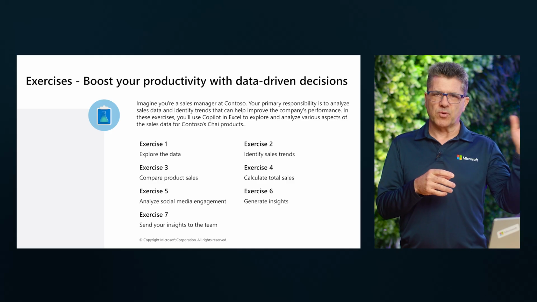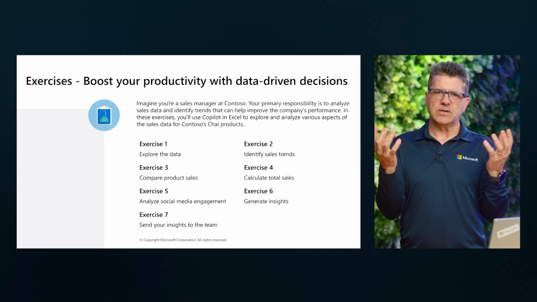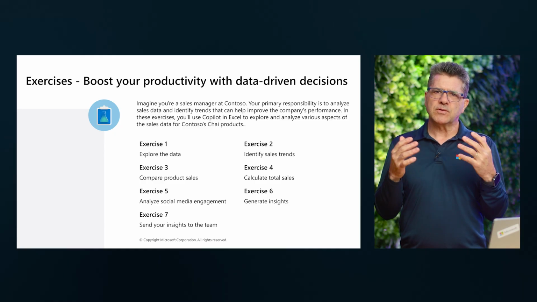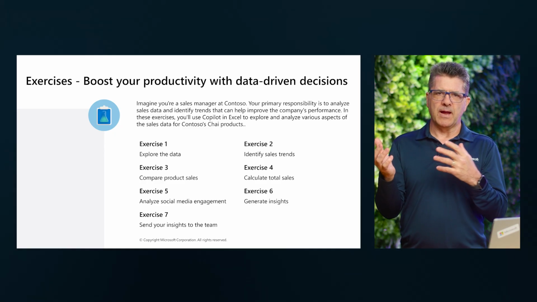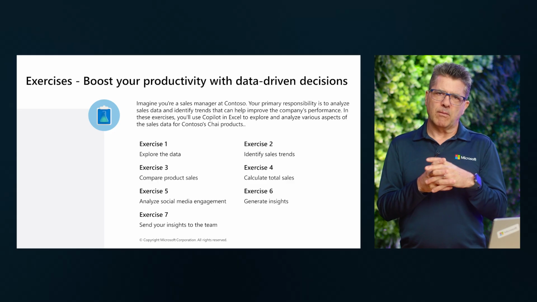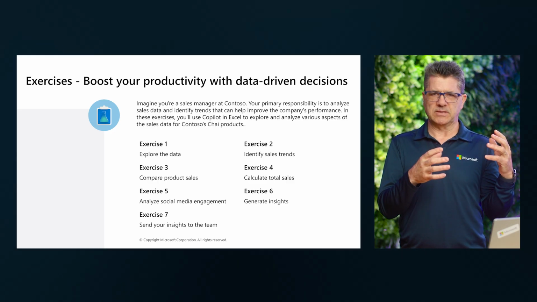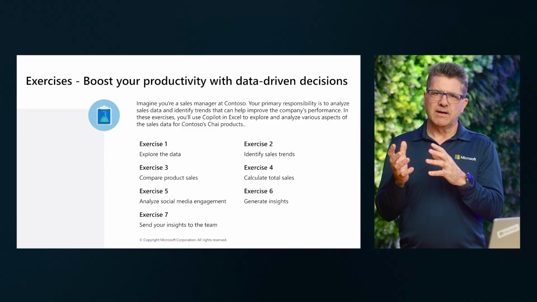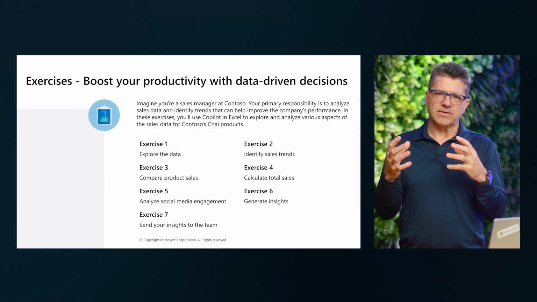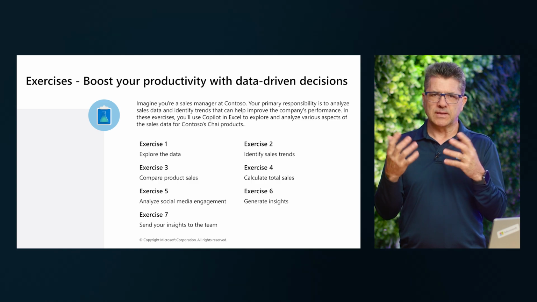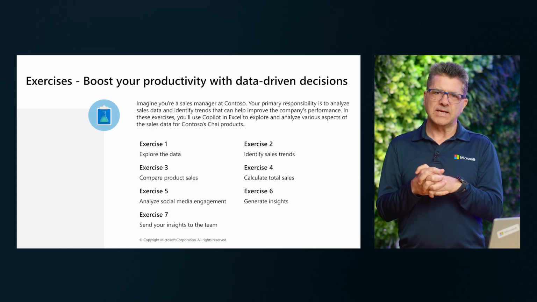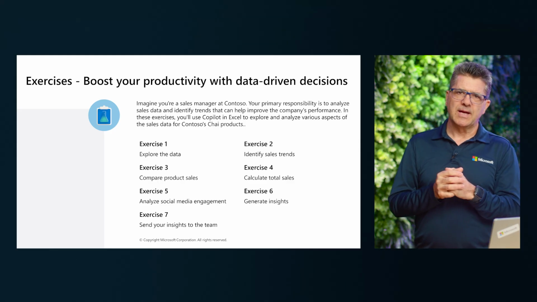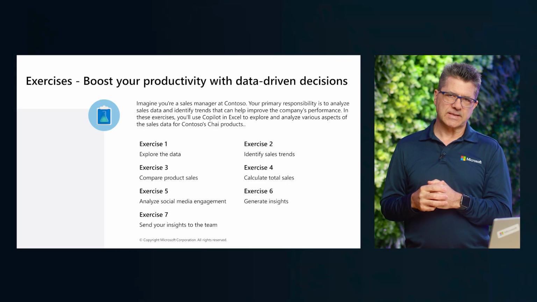Maybe I have a particular product's sales and another one. I want to see which is the best based on specific conditions. Then you're going to calculate the total sales for that, and you're going to analyze the social media engagement, which ones of them has the better approach to that. And finally, we are going to generate insights of the data. And if you want, this is optional as well, send your insights to the team. So these are things that you're going to learn how to do from your Excel.